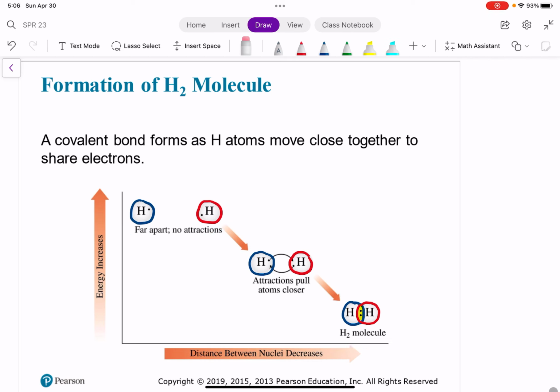So that's why it's favorable for hydrogen to exist as an H2 molecule, because it decreases the energy of that molecule. It's making it more stable.